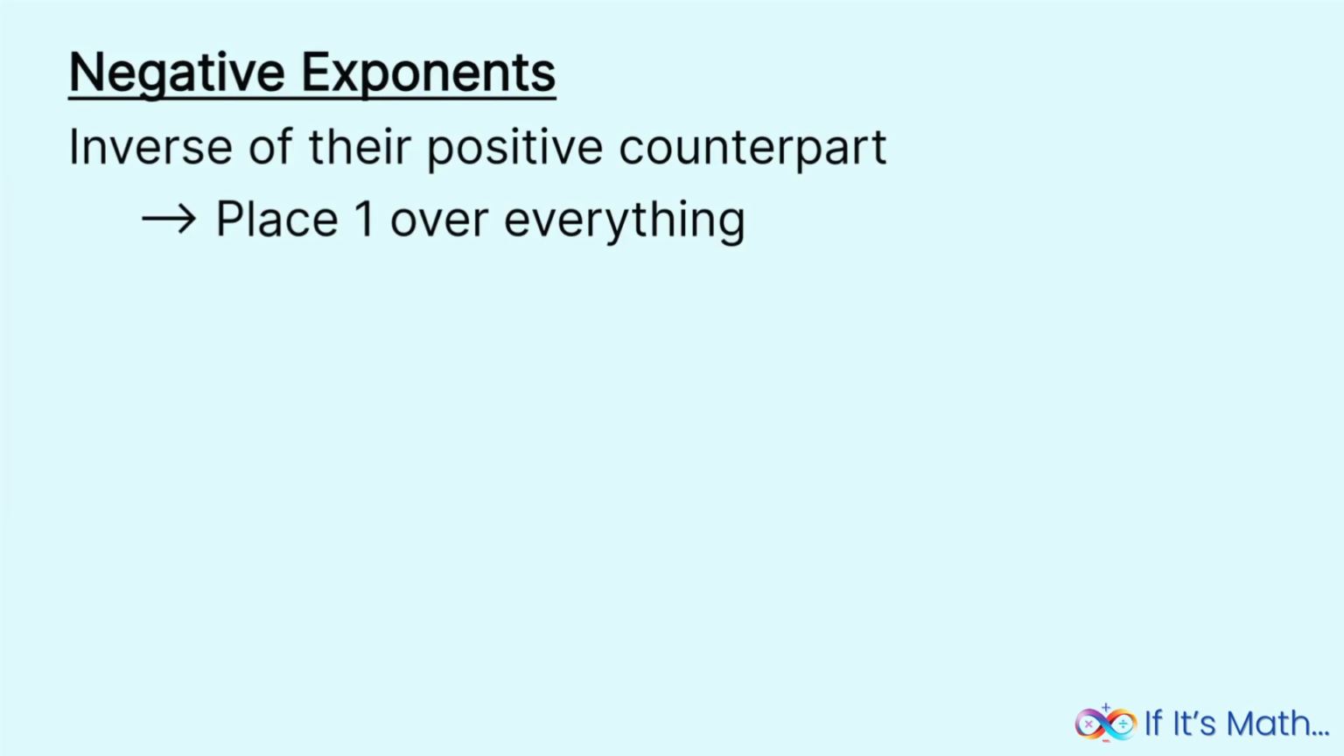Okay, so we've only looked at positive exponents so far. So let's look at our negative exponents. What negative exponents represent is really the inverse of their positive counterpart. So, putting that in plain English, you just put 1 over everything affected by that exponent. So if you have 2 to the negative 1, that is 1/2. So if you have x to the negative 1, that is 1 over x.